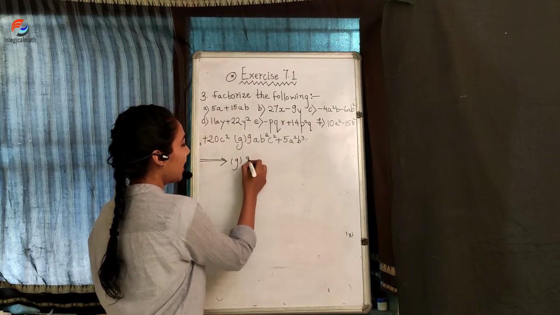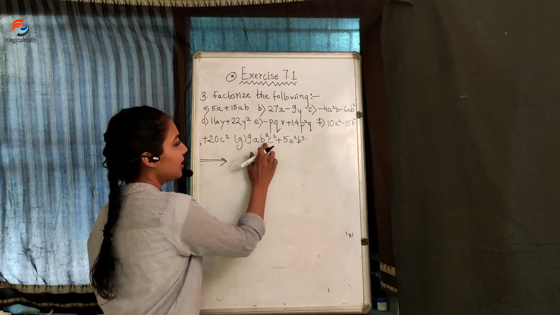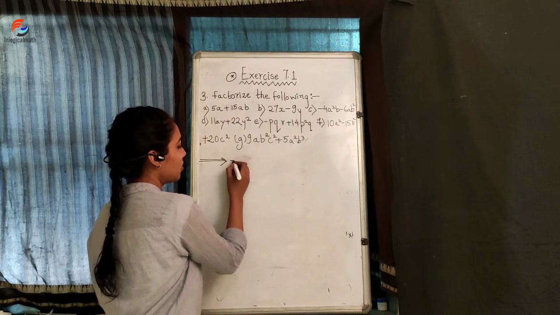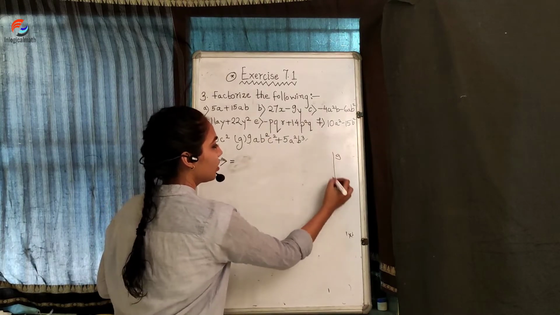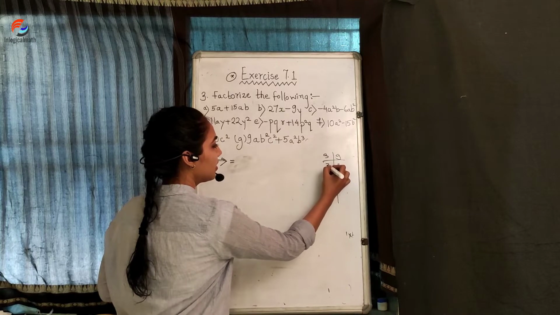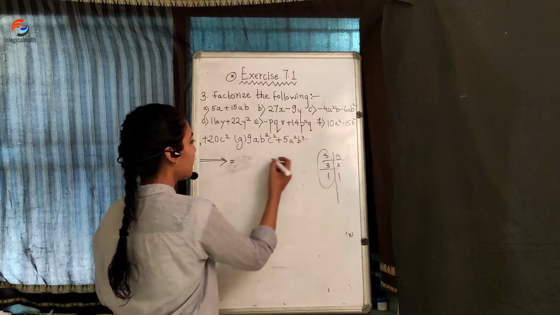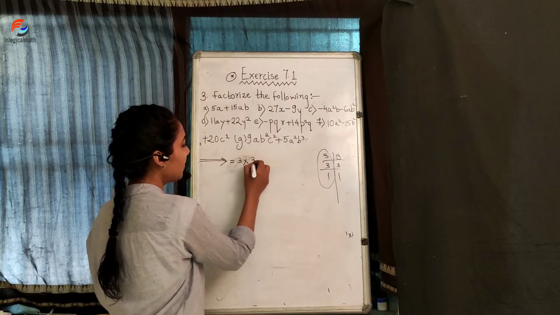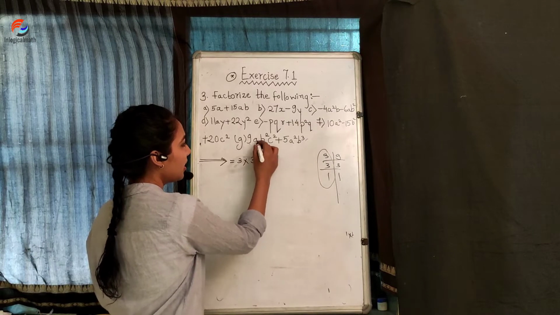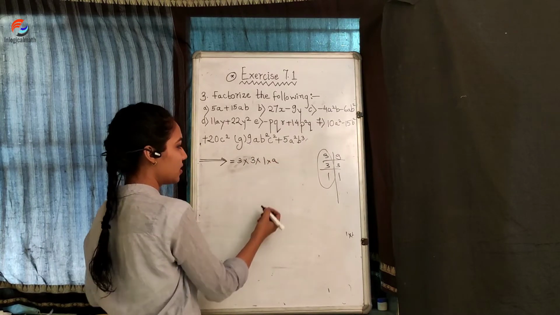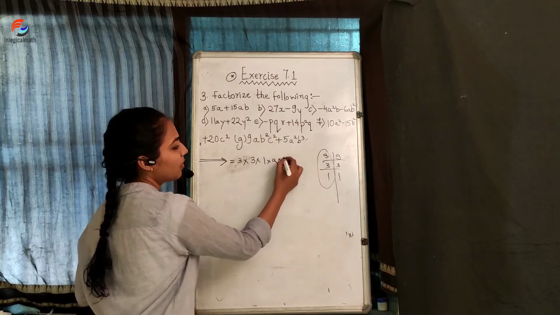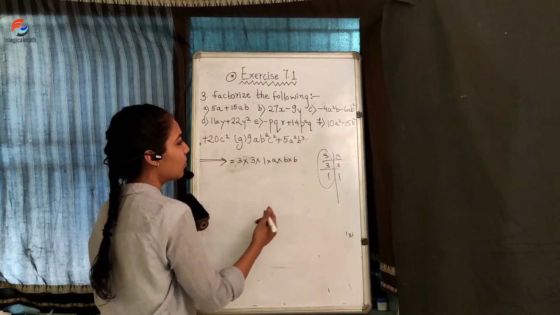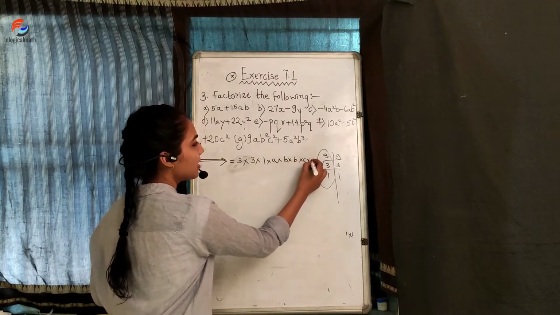G is what? 9A, B square, C square. So first find the factors of 9. What are the factors of 9? 3 3s are 9, 1 9s are 9. Okay, so we can write 3 multiply 3. A having 1 power, just write A once. Then B having 2 power, B multiply B. C having 2 power, C multiply C.